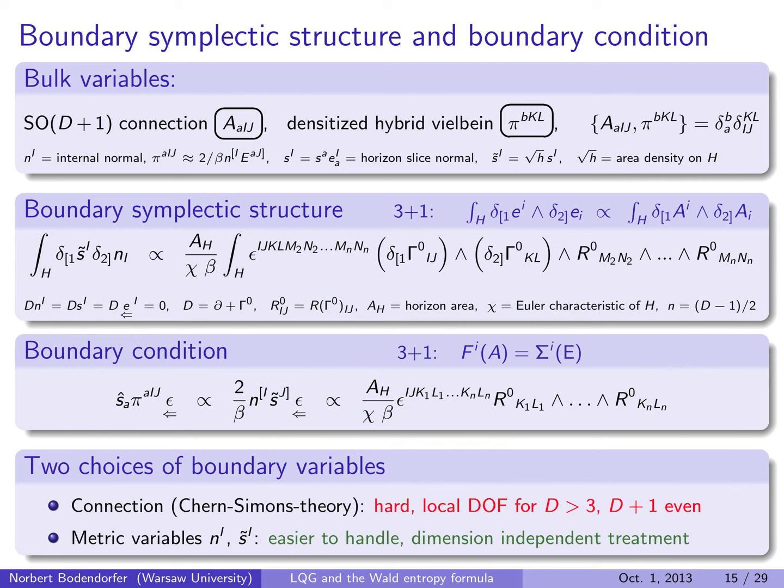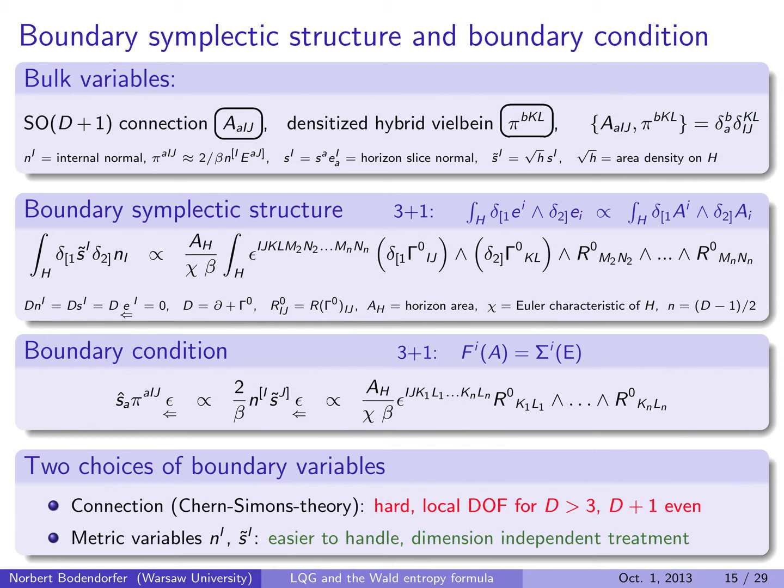So let me remind you again of the variables we are using. So we are using an SO(D+1) connection, big A. Conjugate to that, we have a densitized hybrid vielbein pi, meaning essentially that it's again a square root of the spatial metric, and these two are conjugate to each other. Also recall that in the canonical picture, we had this internal normal small n^I being the normal on our spatial slice.